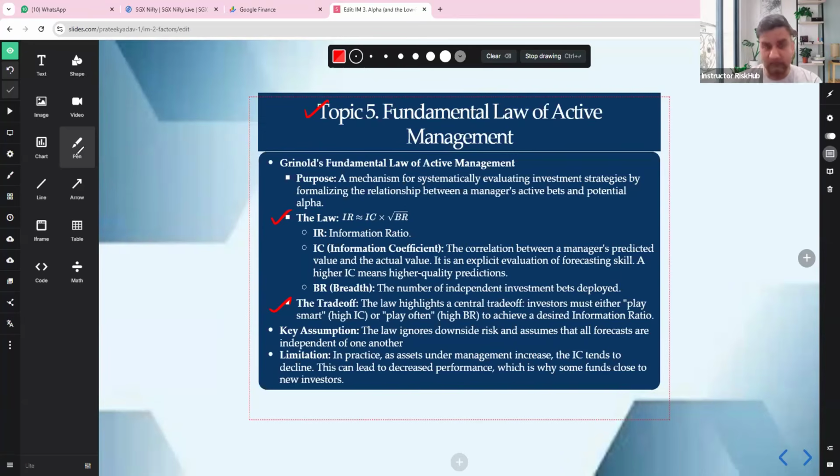An important assumption here is that bets are independent, and it ignores downside risk, right? So remember that, because in reality, bets are often correlated. So breadth is kind of overstated, right? And there is a limitation also, very, very important, because this comes in the exam. You know that assumptions and limitations are tested in the exam a lot. As fund size increases, it is harder to find opportunity. IC tends to fall. That is why large funds underperform, and some funds close to new investors, right? That's the whole logic, right?